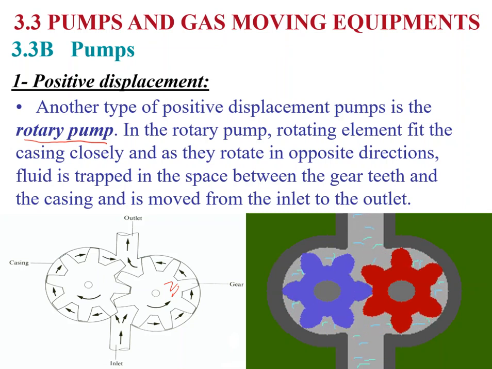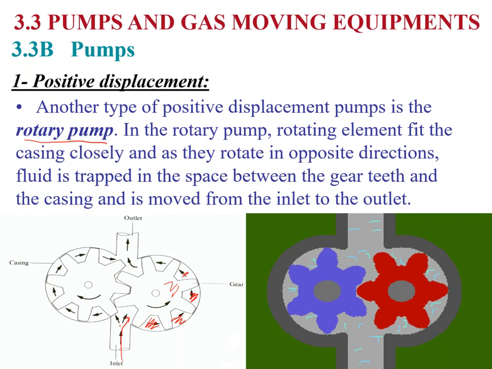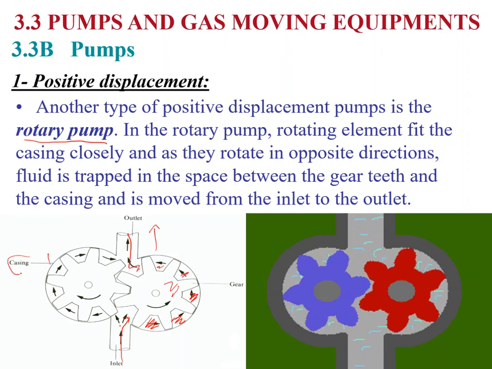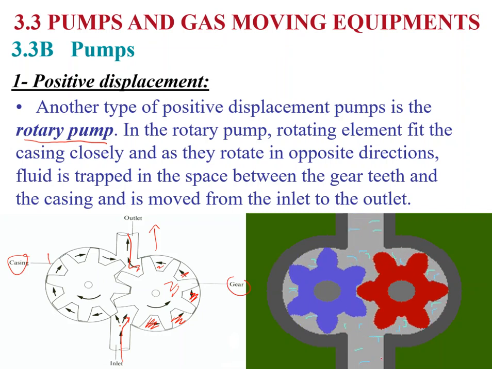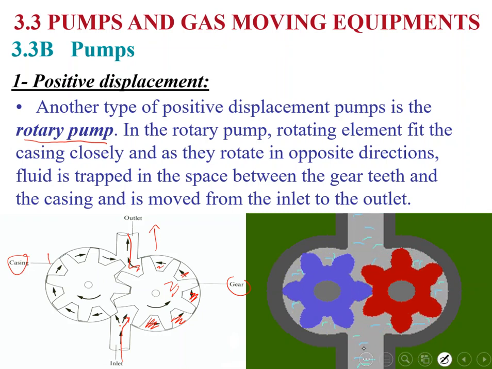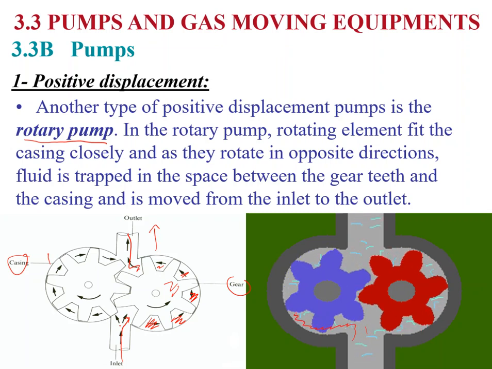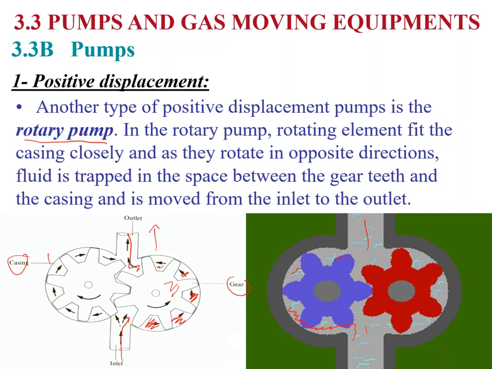As you can see, for example, here, the fluid is coming, trapped here, okay, and then taken out. This is the casing, and those are the gears. Here it is obvious that we have the flow direction from down to up. So the fluid is coming here, and then trapped here, and here, and here, and going up. So this is the second type of positive displacement. It is called rotary pump.